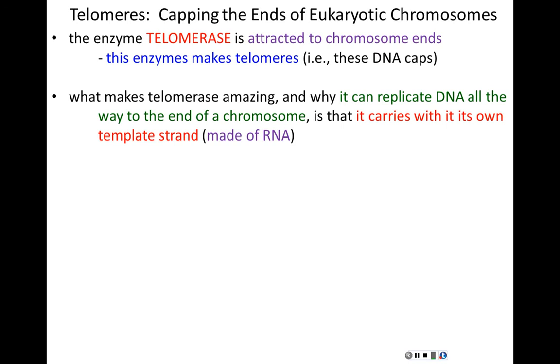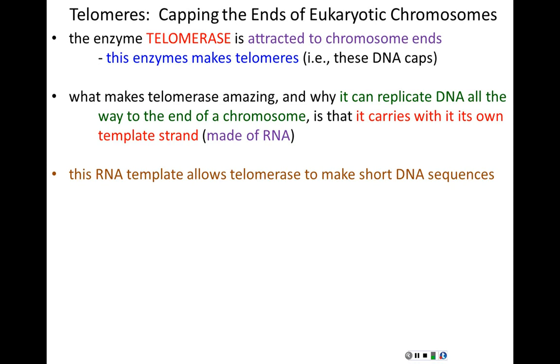What makes telomerase as an enzyme truly amazing, and the reason why it can replicate DNA all by itself, even to the end of the chromosome, is that telomerase carries its template strand made of RNA with it. Because the RNA template is part of the telomerase enzyme, telomerase doesn't need its own landing pad. It can land on its own template and make DNA to the very end.